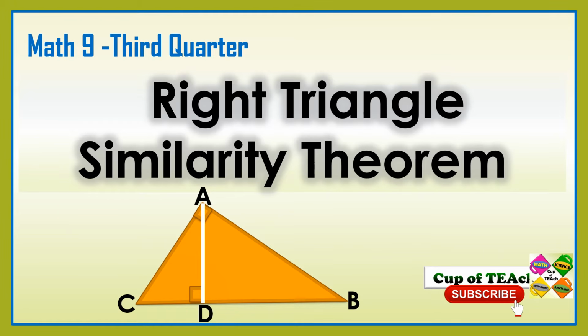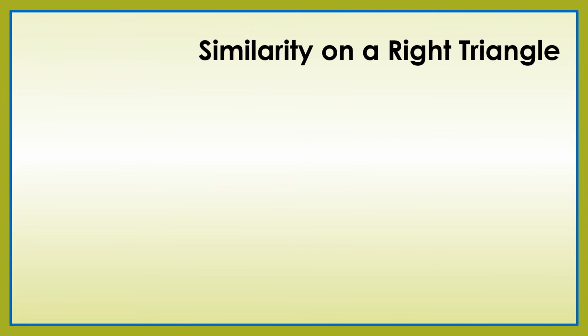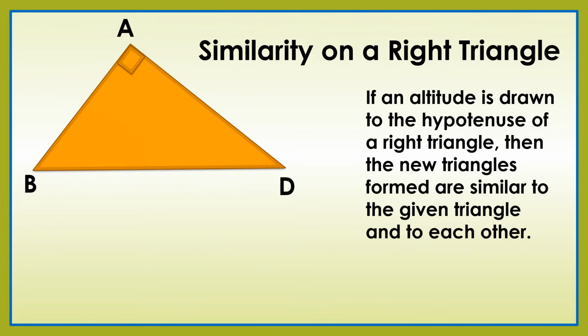This time, I'm going to discuss right triangle similarity theorem. The similarity on a right triangle: if an altitude is drawn to the hypotenuse of a right triangle, then the new triangles formed are similar to the given triangle and to each other. So let's say ito ang ating altitude. So kapag may altitude tayo dito, makaka-form tayo ng dalawang similar triangles, which is also similar to the big triangle.